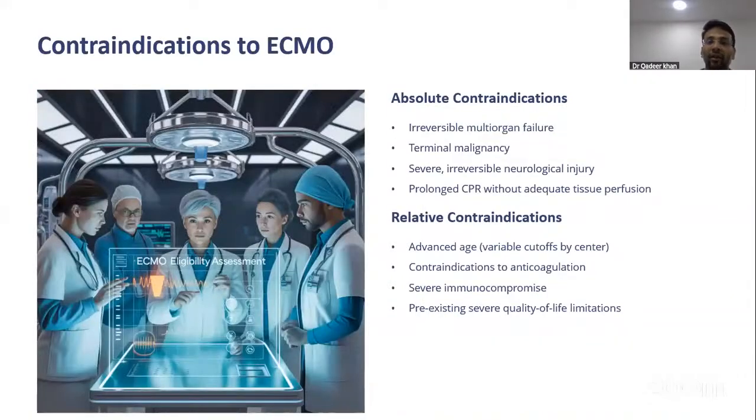As we all know, there are contraindications. The absolute contraindication is the futility of the treatment, wherein you feel the patient is in a multi-organ stage and irreversible multi-organ damage, and patients who are having terminal malignancies. Those patients, and where you know that the post-CPR neurological recovery is not acceptable in those cases. That is an absolute contraindication. There are many relative contraindications.